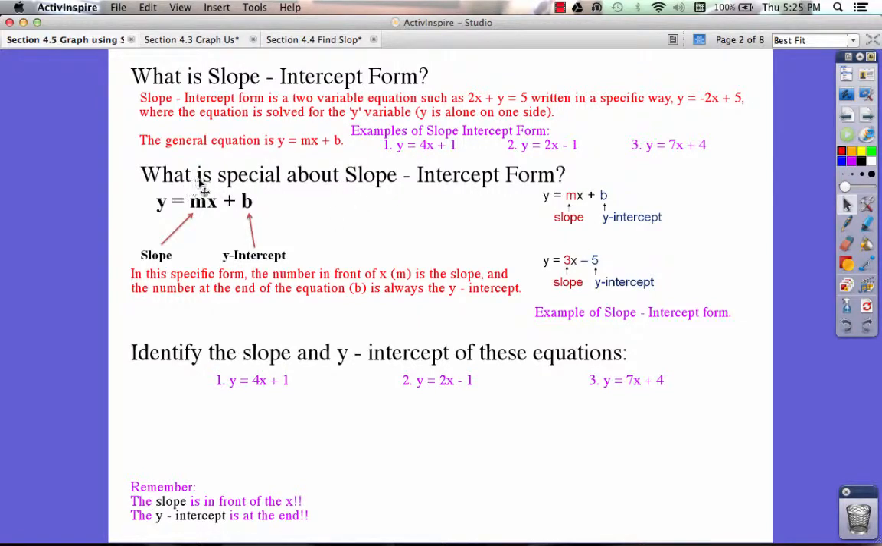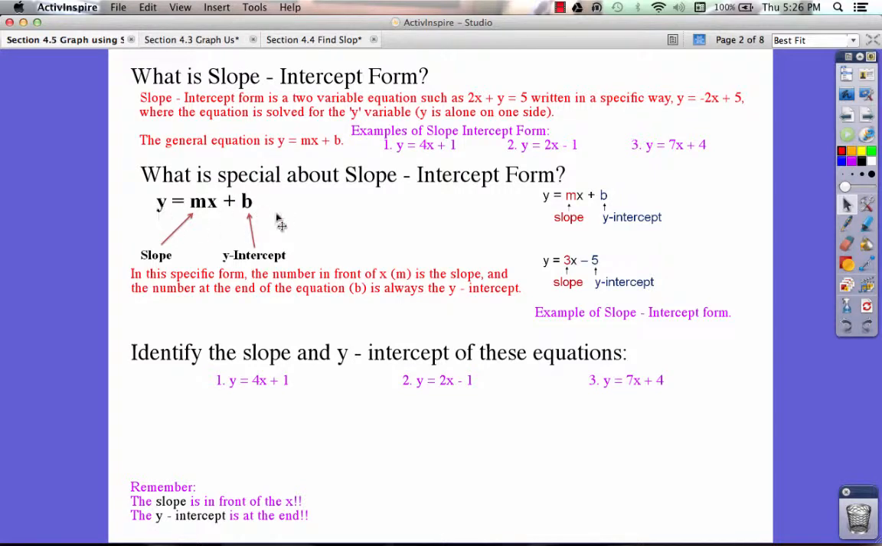So you might ask yourself, what's special about slope-intercept form? Slope-intercept form is special because when it's in this form where y is by itself on its own side, the number that's in front of x is the slope. This number right here is always the slope of your line, which we just talked about in the last section. So anytime you have an equation written where y is by itself on its own side, the number in front of x is the slope. And the slope is always represented with the letter m. So m is the slope.